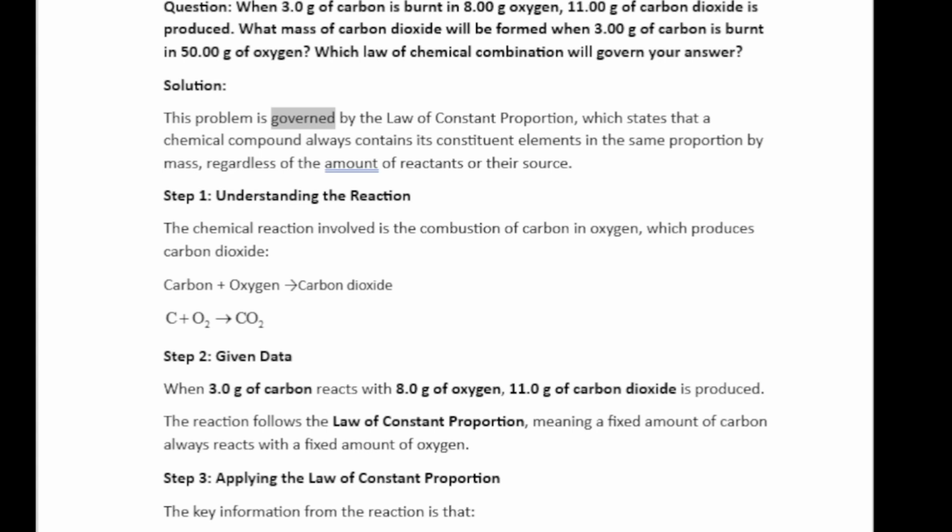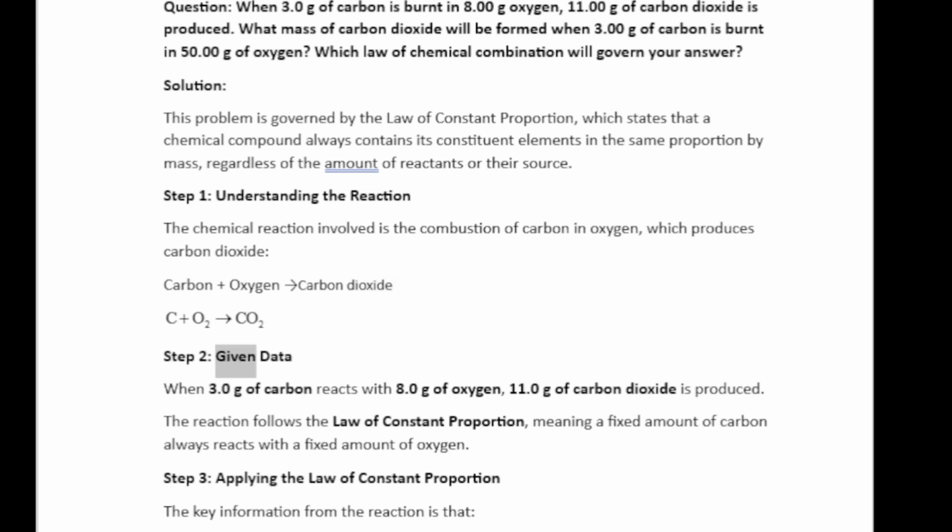This problem is governed by the law of constant proportion, which states that a chemical compound always contains its constituent elements in the same proportion by mass, regardless of the amount of reactants or their source. Step 1. Understanding the reaction. The chemical reaction involved is the combustion of carbon in oxygen, which produces carbon dioxide. Carbon plus oxygen gives carbon dioxide.